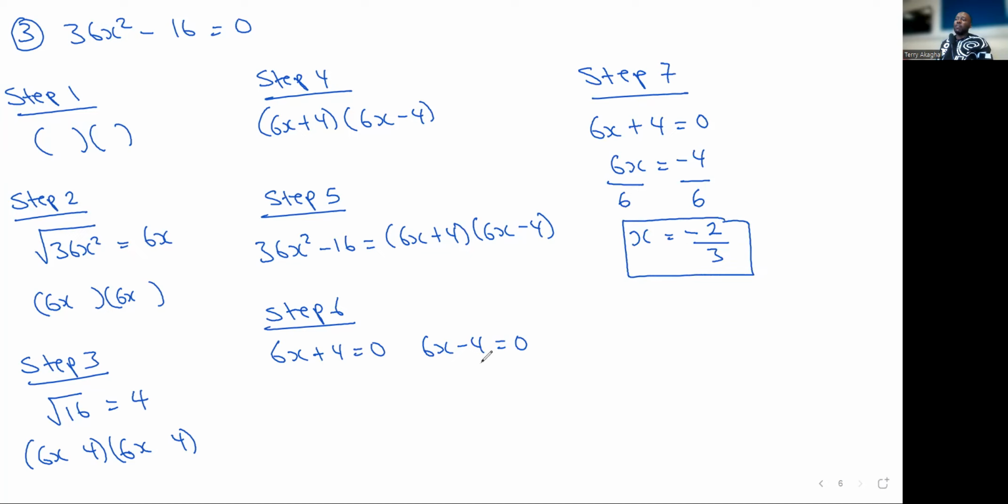The same thing, we'll solve for the second one. We have 6x minus 4 is equal to 0. You take 4 to the other side, so it's going to give us 6x is equal to 4. Divide both sides by 6. Then x is going to be what? 2 over 3. So x is 2 over 3.